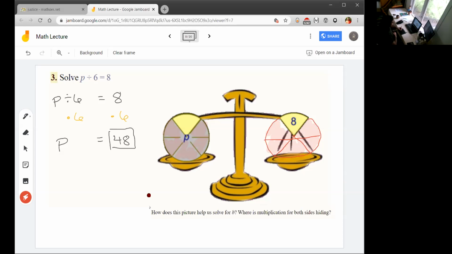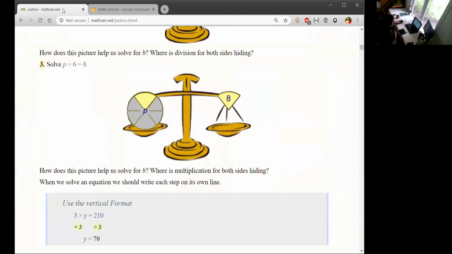So if the picture helps, great. If not, don't worry about it. As long as you can do this, you're in good shape. Questions about any of that stuff with balance scales and equations so far? No questions. Okay, then let's move on.